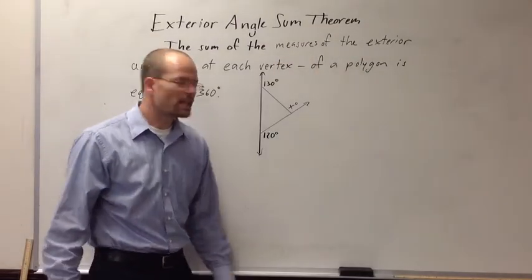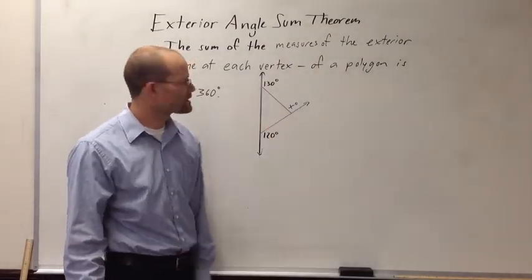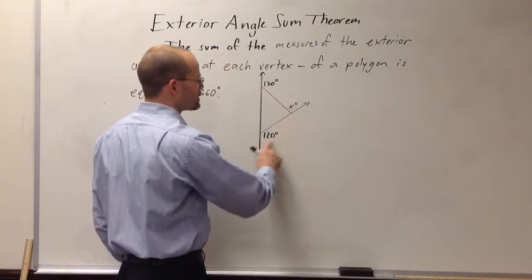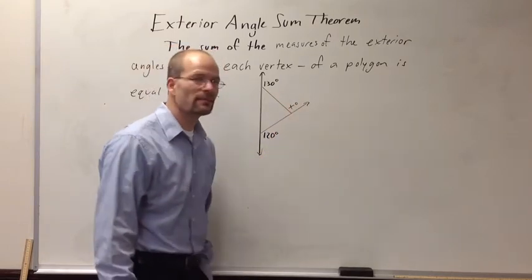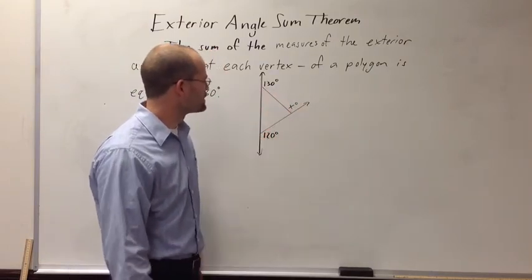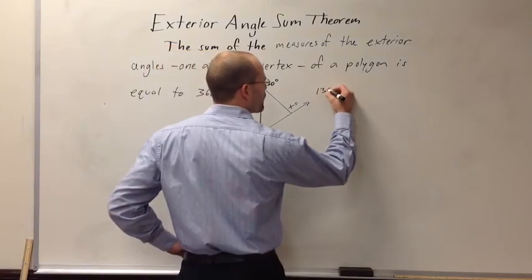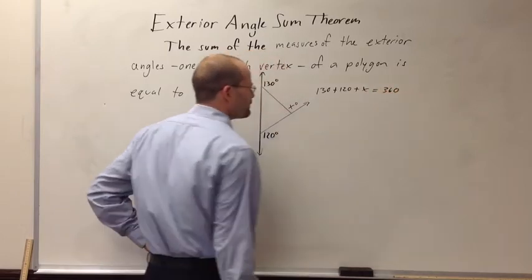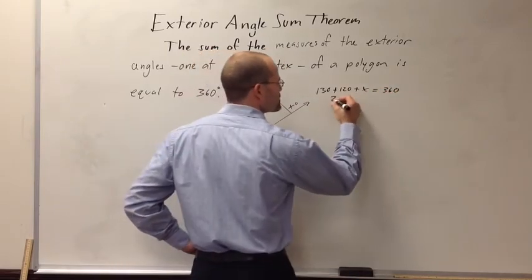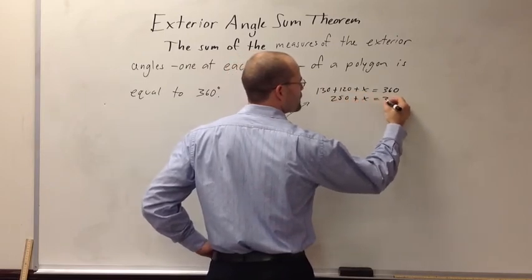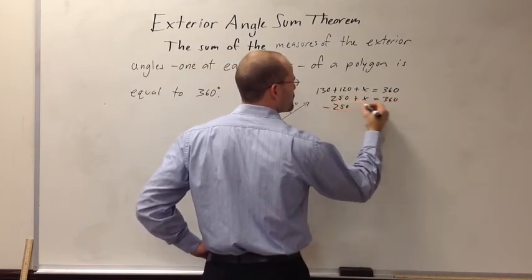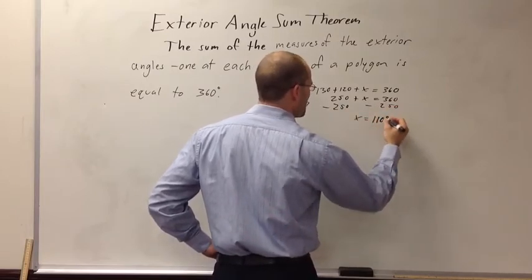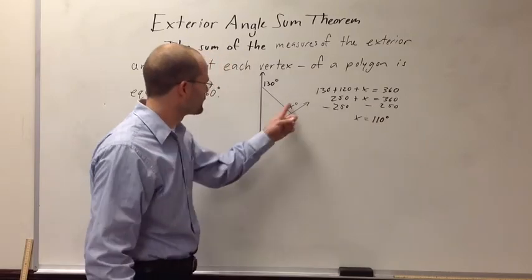Let's just look at one quick application, one quick problem. Suppose this problem is given to us and we're asked to find x. How do we do it? Well, we start by recognizing that these are exterior angles of this triangle, and we know that the sum of the exterior angles, 1 at each vertex, is equal to 360. Therefore, we know that 130 plus 120 plus x equals 360. And now we just need to solve for x. So this is 250 plus x is equal to 360. And we end up with x is equal to 110. So that's our answer for x.